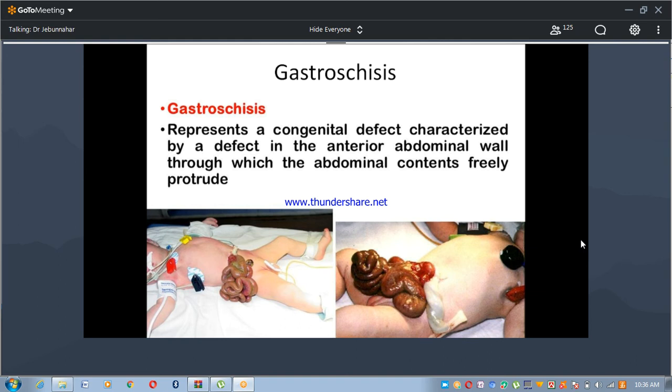Here, in your book it is stated that gastroschisis is a term applied to a protrusion of abdominal contents through the body wall directly into the amniotic cavity.